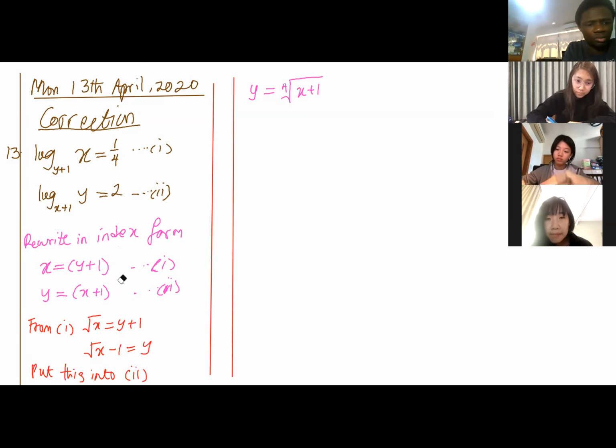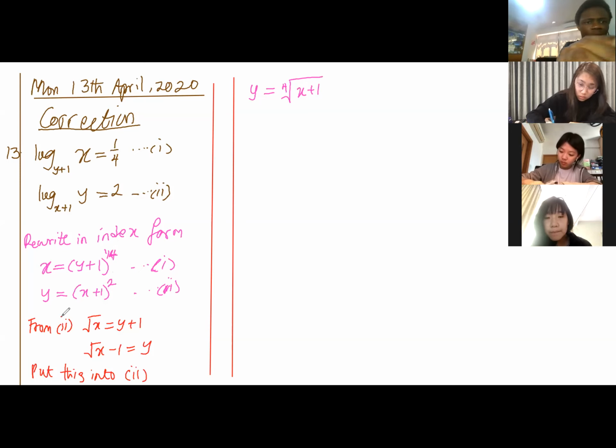Okay, so from here, this will be 1/4, and this will be 2. So we're still on the right track. So this will be from equation 2, not from equation 1. Then we'll be substituting in equation 1. Right?